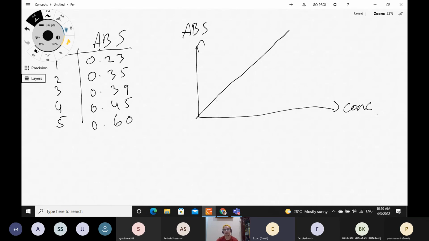How do you determine whether it obeys Beer-Lambert's law or not? You have to find its R square. This is the statistic. R square should be more than 0.99. Okay, so if we get a straight line like this, a linear graph between absorbance and concentration, that means your standard solution just now obeys Beer-Lambert's law.